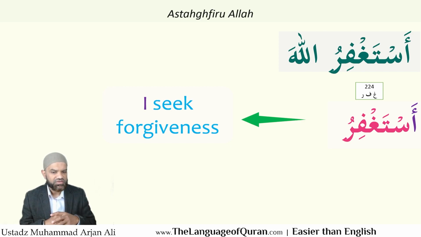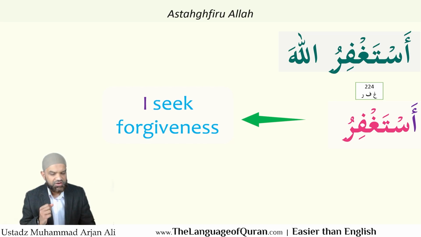The I part of this meaning comes from the first letter, which is the Hamza, A. And the Sin and the Ta give us the meaning of seeking. And the Ghain, Fa, Ra give us the meaning of forgiveness. And the way that it's been put together tells us that this is a verb, it is in the present and the future tense, and the doer of the verb is I. And that is how you translate this word, I seek forgiveness.